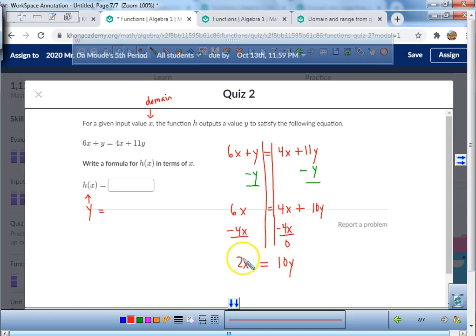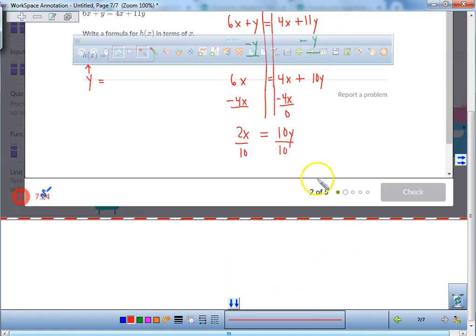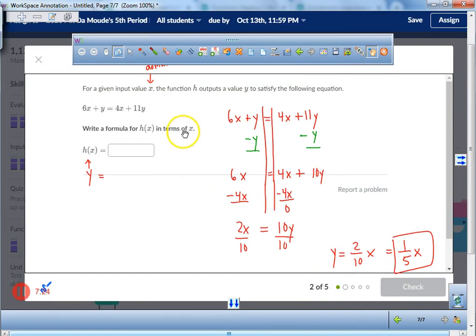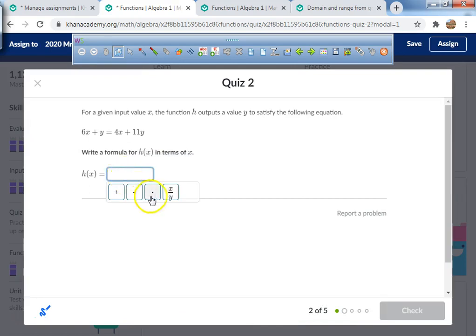So that zeroes out. This becomes a 2. And if I'm solving for y, the last thing I'm going to do is divide both sides by 10. And I get y equals 2/10 of x. But that can reduce to 1/5 of x. And that's going to be my final answer. So what's my final answer in terms of x? I'm just going to put a 1 over a 5x. You could also put x over 5. Either way, it works. So here we go.